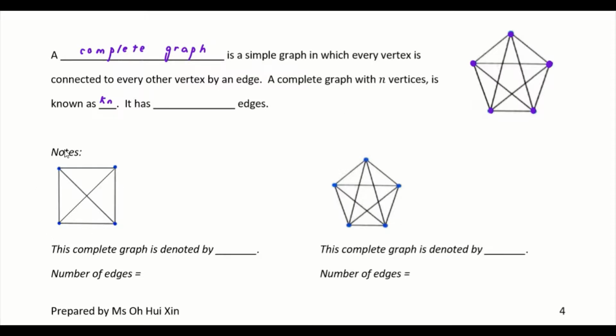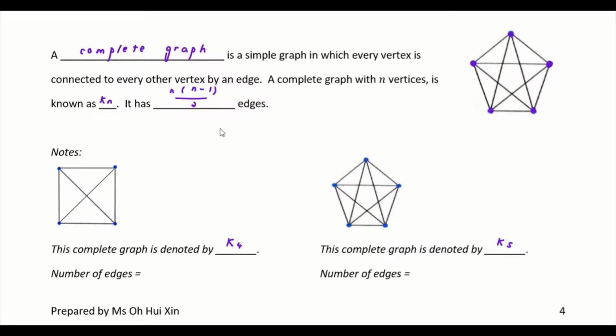For example, in this case, this is a complete graph because you can see that all of the vertices are adjacent to each other. Am I right? So this complete graph is denoted as K4. Why is it 4? Because there are 4 vertices here. For this complete graph, you have 5 vertices, so that's why it's K5. So how can we calculate how many edges for each of the pictures here? We can use a formula that tells us that every complete graph with n vertices has n times (n minus 1) divided by 2 edges.